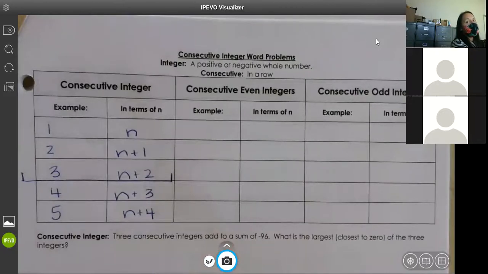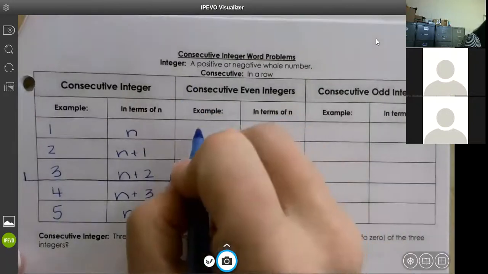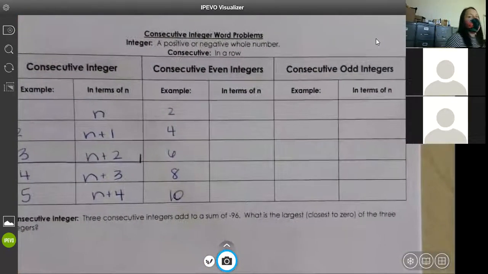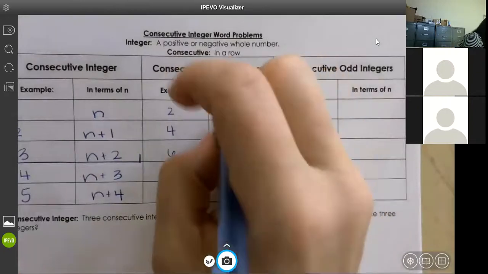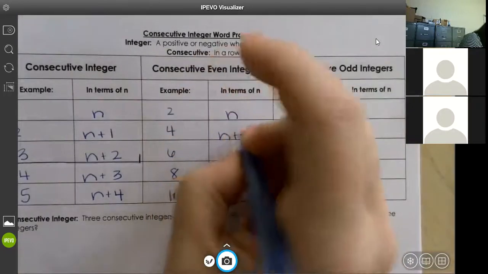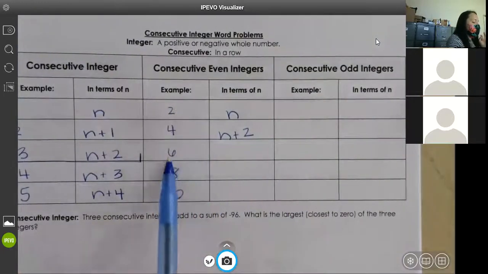All right, so consecutive even integers would just mean we don't use odd numbers. So what would be an example of that? I don't even care about the ends. I'm just talking about in general, give me some even numbers in order. 2, 4, 6, 8, 10, all of those. So our example is 2, 4, 6, 8, 10. We would start our first one with just n. Mathematically, how do you get from 2 to 4? Plus 2. How do you get from 2 to 6?